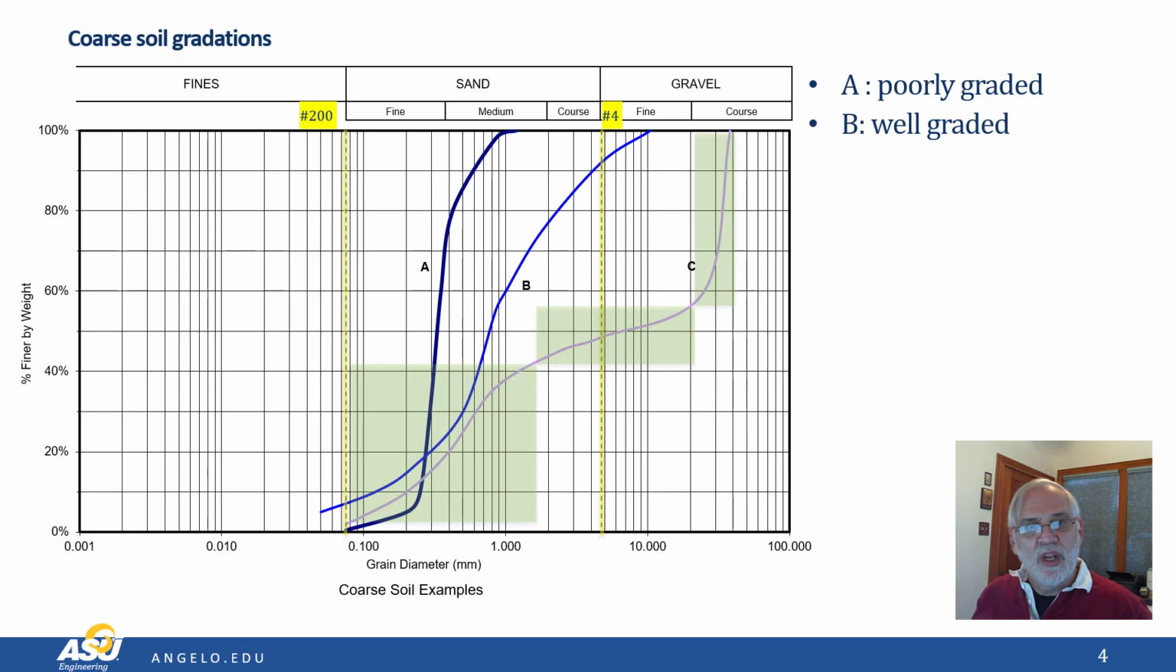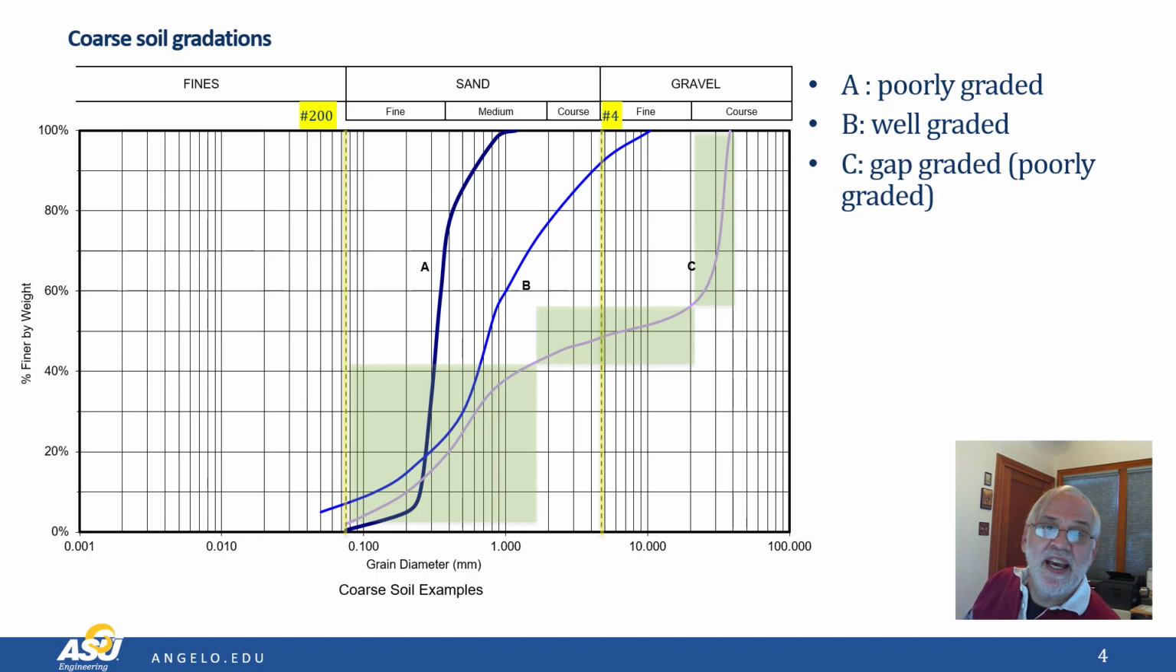We call a soil like this gap graded because it consists largely of two different size ranges with a gap between them. This is a special case of a poorly graded soil. In this case, the particle size covers a large range, but it isn't well distributed across that range.